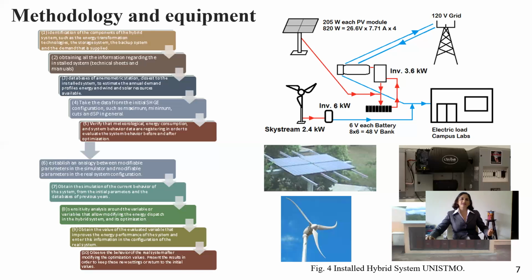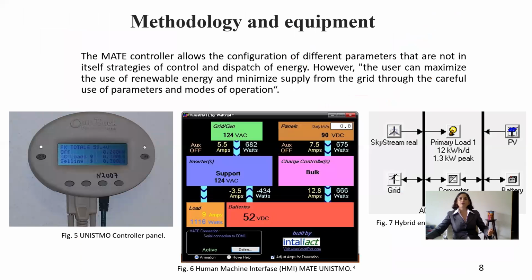Continuing with the equipment, we can see in figure 5 the HRES control panel, where the main controller allows the configuration of different parameters that are not in self strategies of control and dispatch of energy. However, the user can maximize the use of renewable energy and minimize supply from the grid through a careful use of parameters and modes of operation.